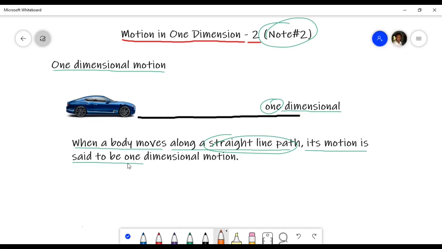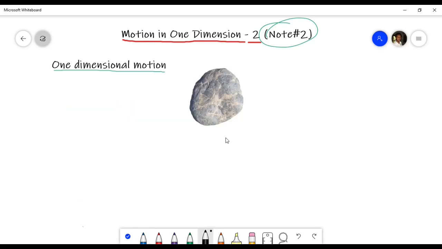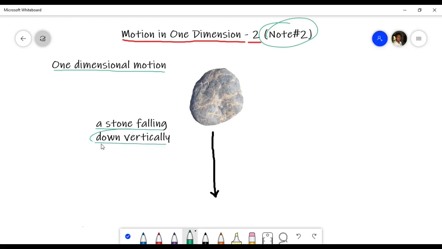I hope you can understand this. When a body moves along a straight line path, its motion is said to be one-dimensional motion. Now we have other terms for one-dimensional motion also. It can also be called rectilinear motion. Let's say that a stone is vertically falling downwards. You can see on your screen that it's a straight path, a stone falling downward vertically.